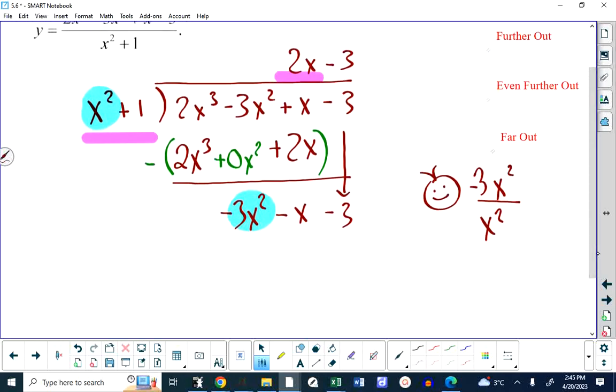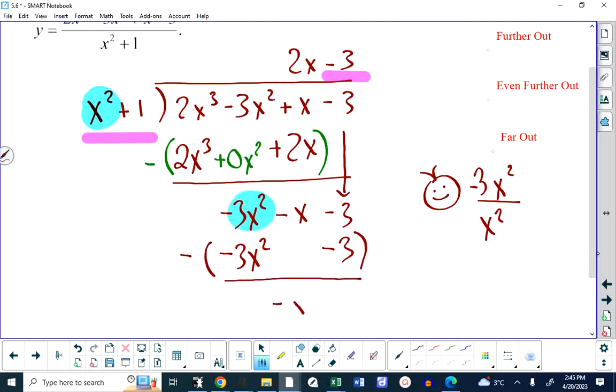But we have to multiply that negative 3 now by the x squared plus 1. Negative 3 times x squared is negative 3x squared. Negative 3 times 1 is negative 3. We subtract, and you're going to get negative x. The negative 3x squared minus the negative 3x squared is a wash. The negative 3 minus the negative 3 is a wash as well.